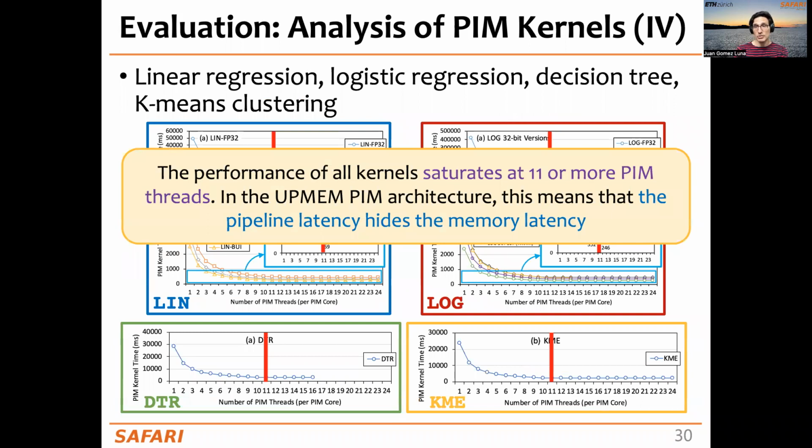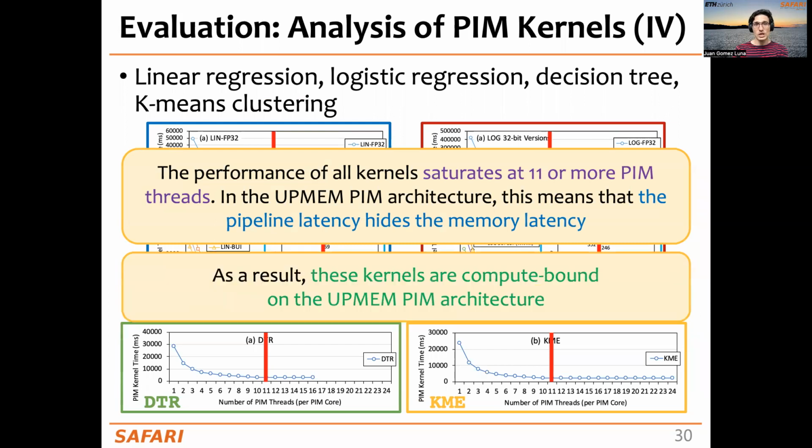A general observation over all the different kernels that we developed is that the performance of all of them saturates at 11 or more PIM threads. And this is, as we already know from previous lectures, because in the PIM architecture the pipeline latency hides the memory latency. So in order to maximize performance, we should make sure that we are using 11 or more PIM threads, because that's the way of maximizing the performance.